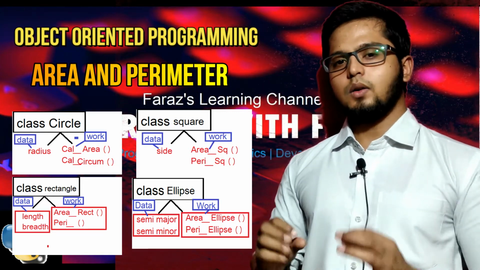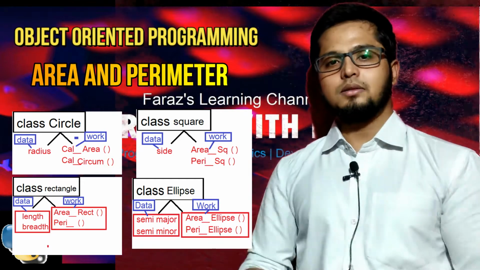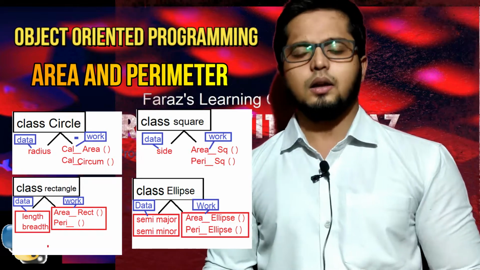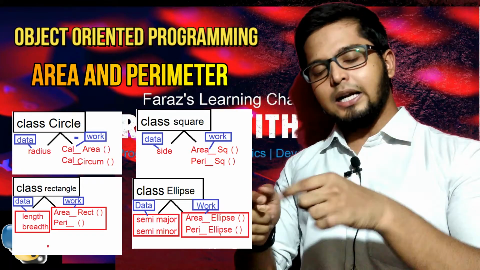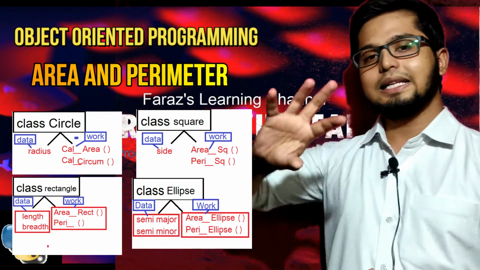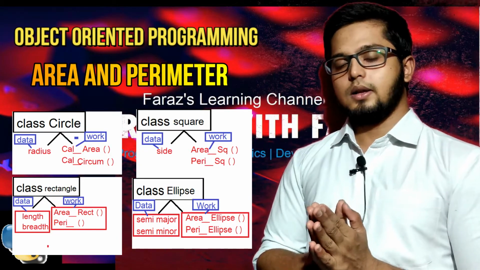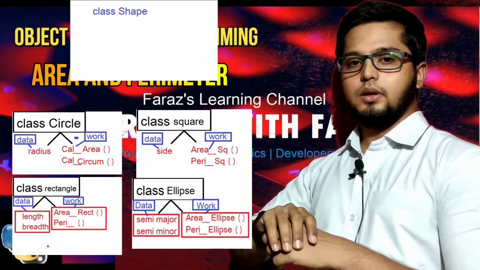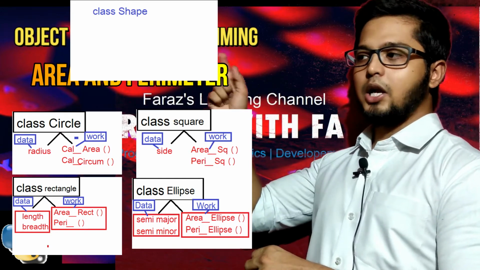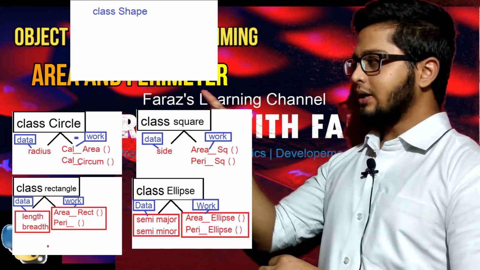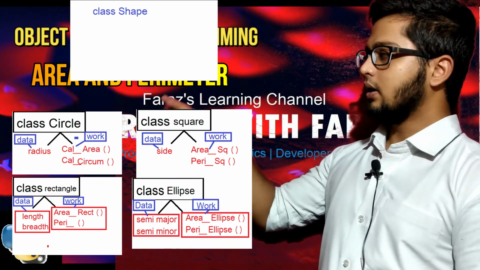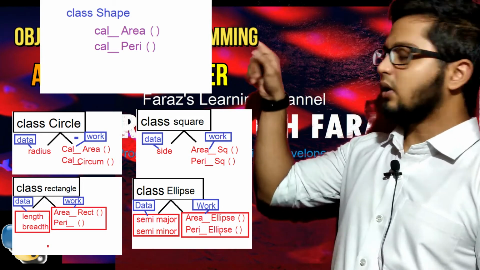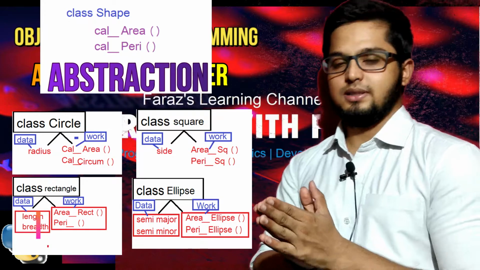Now let us generalize it more. Everything that I have has something in common: calculate area and calculate perimeter. Even though the implementation and formulas are different for every class, their methods are the same, right? So I can generalize them and create a parent class for them. I'll call that class shape, and I will make it the parent of all these 4 classes. What is common in these 4 classes? Calculating area is common, so I'll put calculate area there. Calculating perimeter is common, so I'll put calculate perimeter. This is how I'll do abstraction. This is something called abstraction.